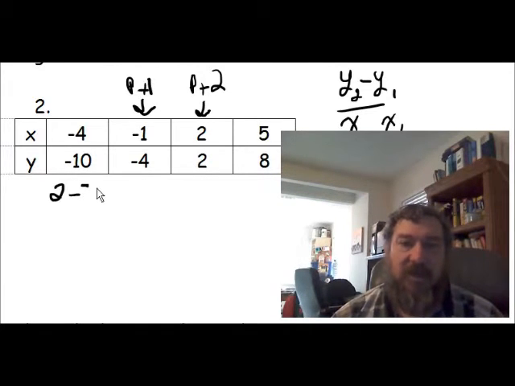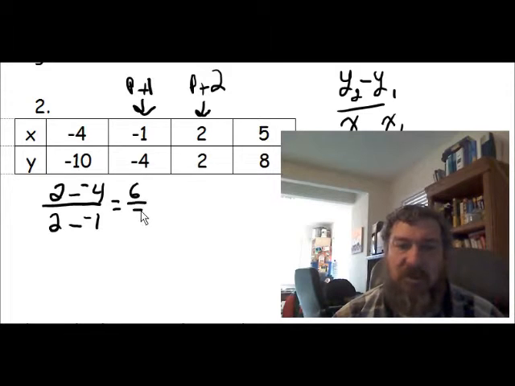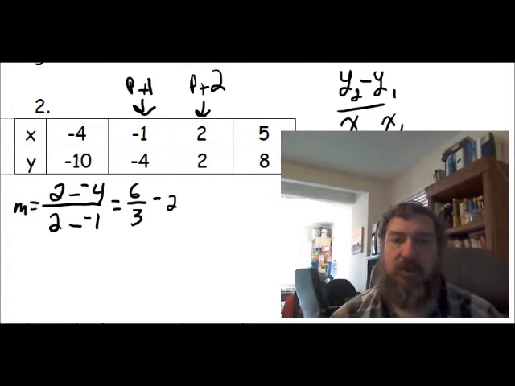All right, so 2 minus negative 4 over, and then I'm going to take my x values, 2 minus negative 1. So 2 minus negative 4 is actually 2 plus 4, which is 6. And then 2 minus negative 1 is 2 plus 1, which is 3. 6 divided by 3 is 2. So my slope equals 2.